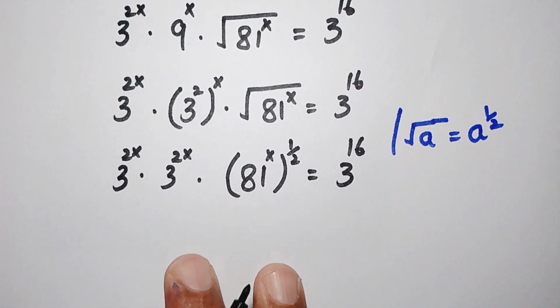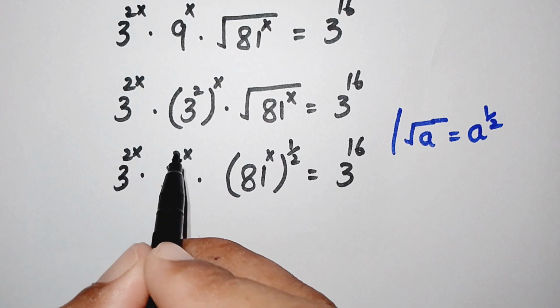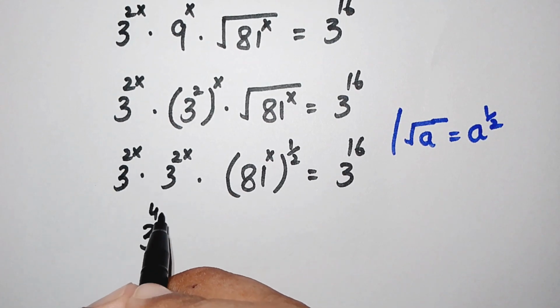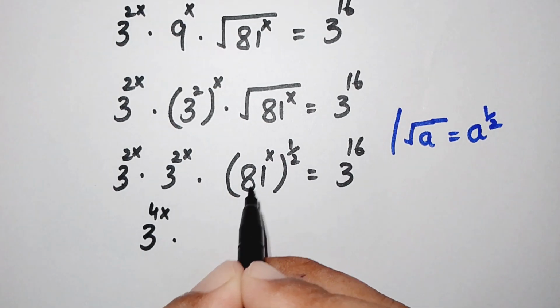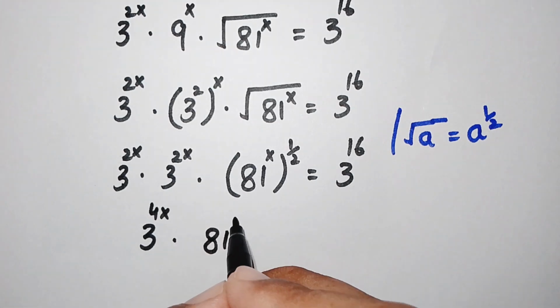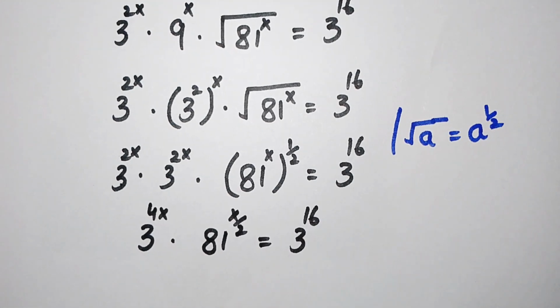Now in the next step, 3 to the power of 2x and 3 to the power of 2x. So here we have to add these powers. So this will become 3 to the power of 2x plus 2x, which is equal to 4x times, and here we know that 81 to the power of x times 1 over 2 is equal to x over 2, which is equal to 3 to the power of 16.